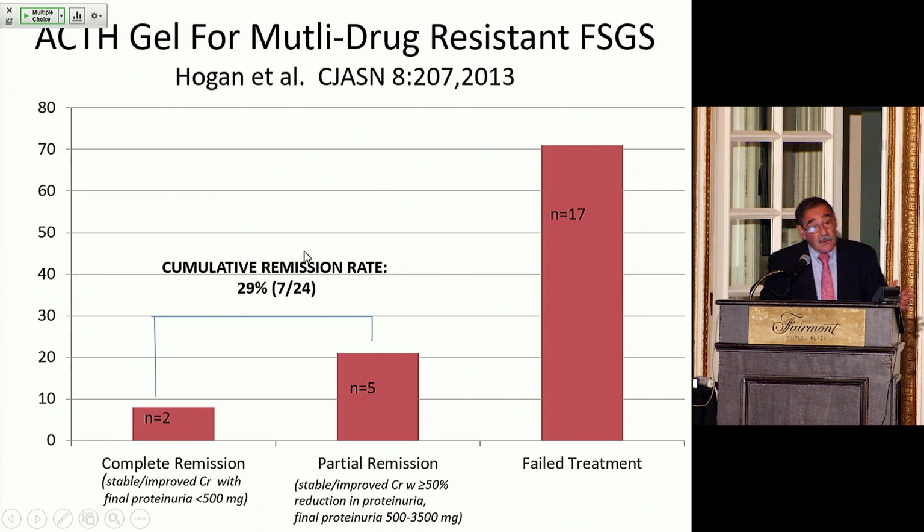Now, you can say that's good or bad. It just depends on how you look at it. I don't think it's as good as the rituximab, but this wasn't a controlled comparison by any means. This was just a pilot study seeing would we be able to get those people into remission. And of course, then we started using rituximab for a lot of them.